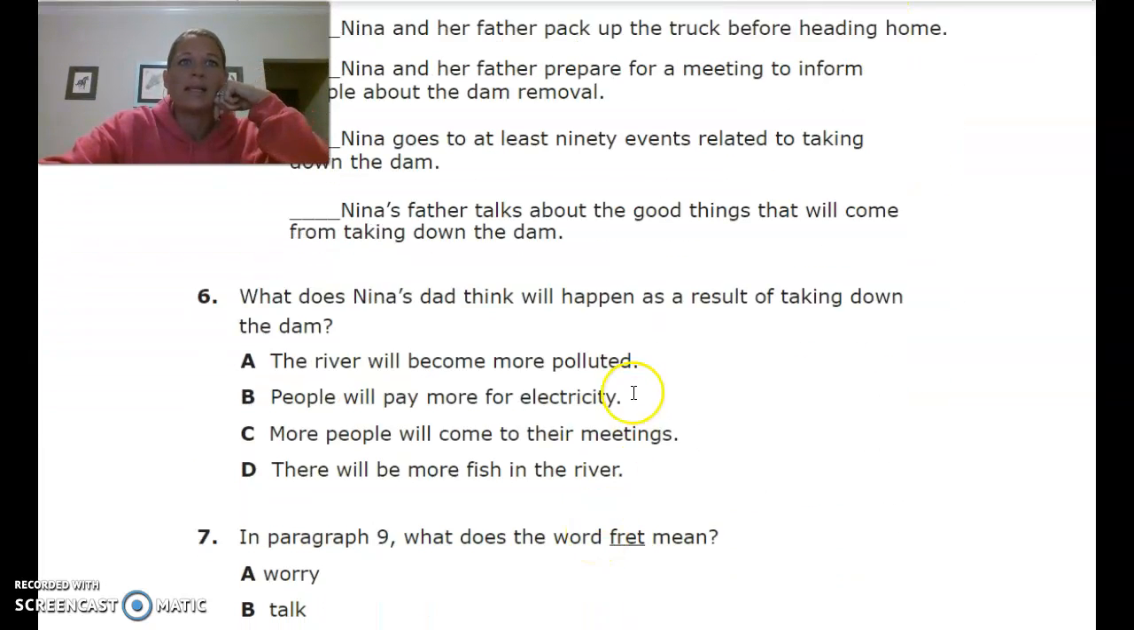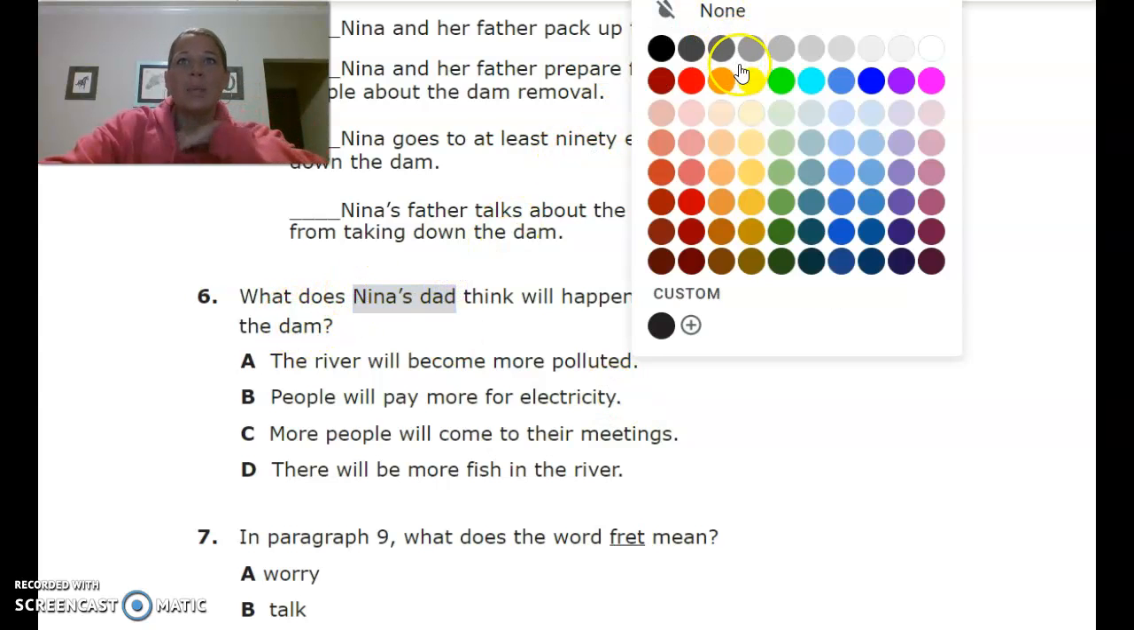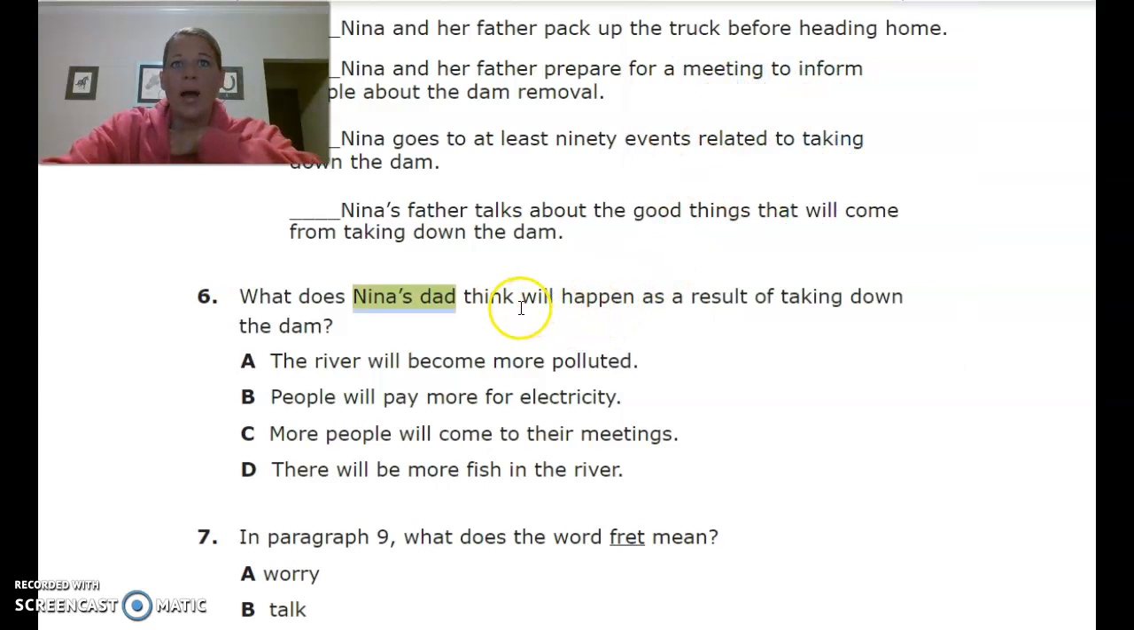All right, now number 6 says, what does Nina's dad, that's telling me which character I'm going to pay attention to, think will happen as a result? So what does he think will happen as a result of taking down the dam? So I'm going to just chunk these words up a little. Taking down the dam. So we're looking for cause and effect here, my friends. If they take down the dam, what will the effect be? What will happen? What does he think?